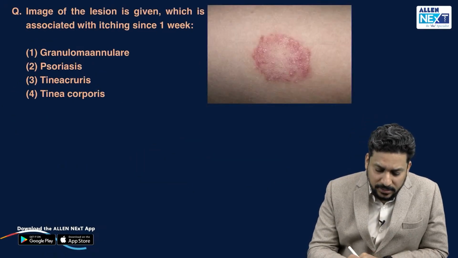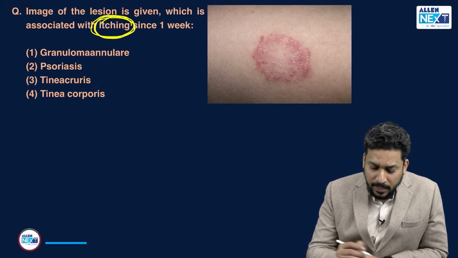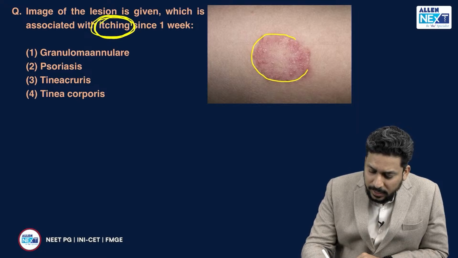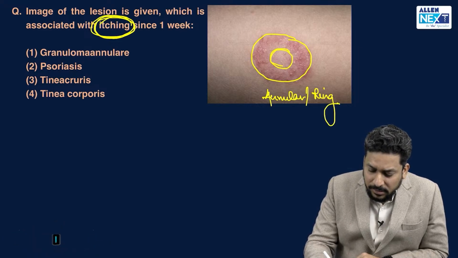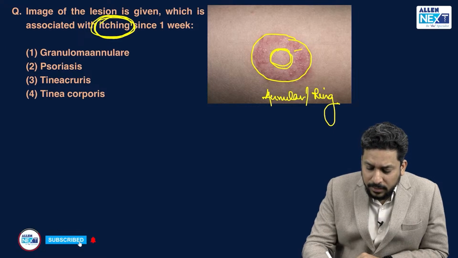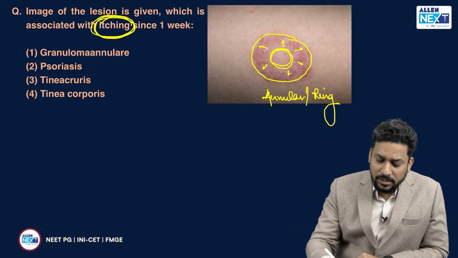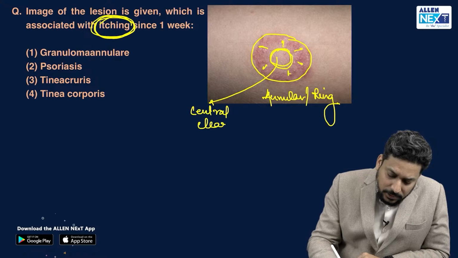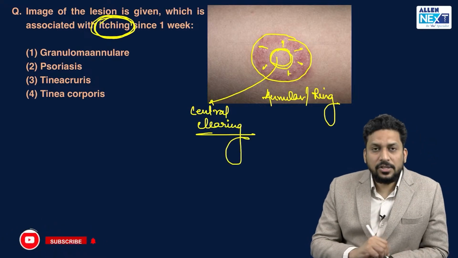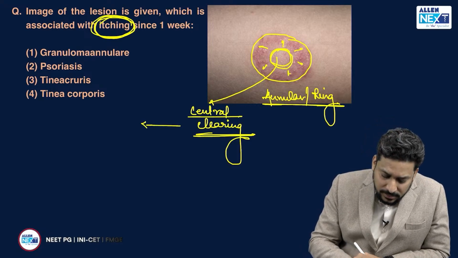The image of the lesion is given, which is associated with itching. So there is a lot of itching which is present, and in the lesion you can see this annular lesion. Why we call it annular? Because annular means ring like lesions. Here you can see that in the central the lesion is not very significant, but in the periphery the lesion is present. So such type of lesion is known as annular lesion or ring like lesion because there is central clearing which is present. So do you know a condition where ring-like annular lesions are seen with central clearing? Yes, answer is tinea.